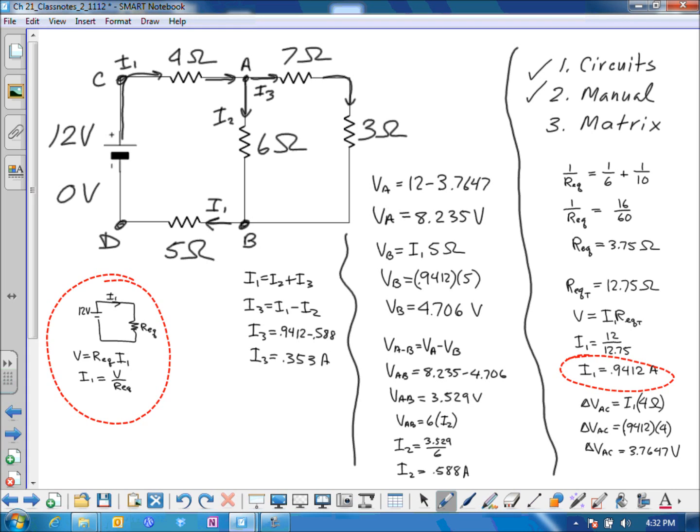What did we do next? The next thing we did to find I2 was we had to find the voltage drop across AB. We found the voltage drop across AB right here. And then we used Ohm's law to calculate I2, and we have the following result here. So we have the current I2. And then finally, we used conservation of charge and our friend subtraction to find I3. And so we found all of the current in each branch of our circuit. We also did this by finding voltage drops across the various elements.